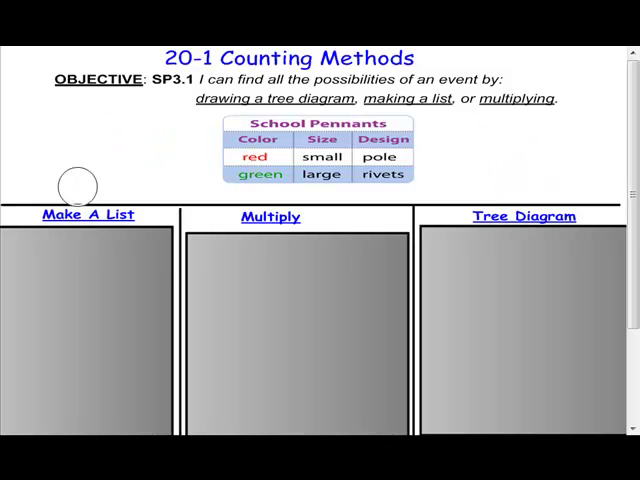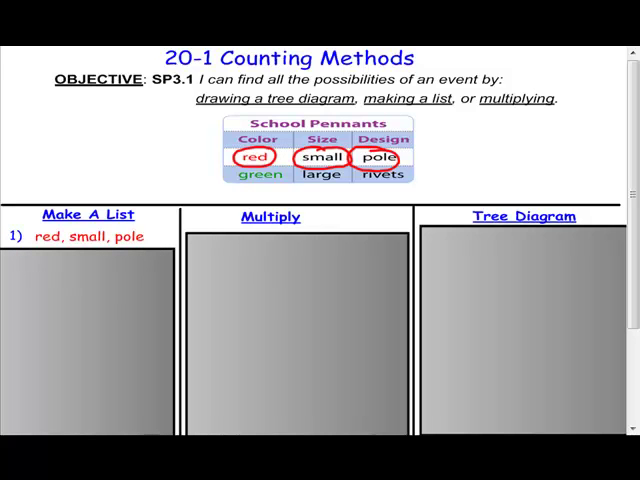Well, there's a way of making a list where we say, okay, what are the choices? Well, we have a choice of color. So I'm going to choose red. Once I choose red, I have 2 more choices. I can choose small or large, and I chose small. And then I have a choice in design. So I'm going with red, small, with a pole.